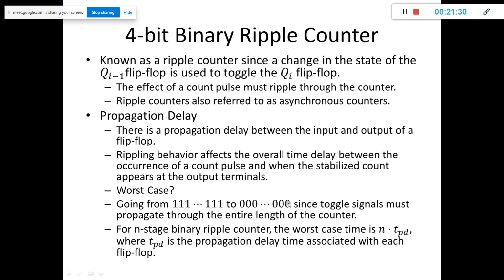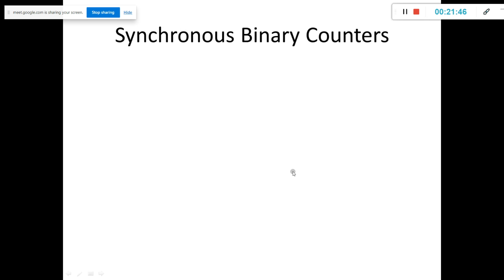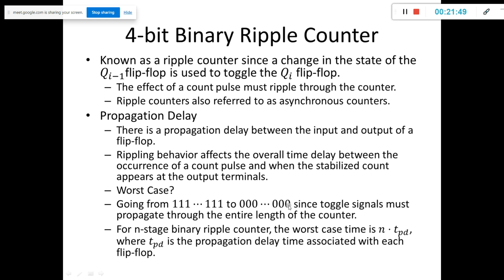What is the worst case of the propagation delay? Going from 1111 up till 0000. Since all are toggling in this condition, from 1111 to 0000, toggle signals must propagate through the entire length of the counter. Right? This is the worst case delay. For an n-stage binary ripple counter, the worst case time is n times tPD, where tPD is the propagation delay time associated with each flip-flop. Okay. So this is about the 4-bit ripple counter.